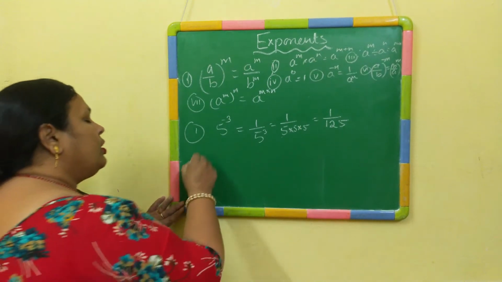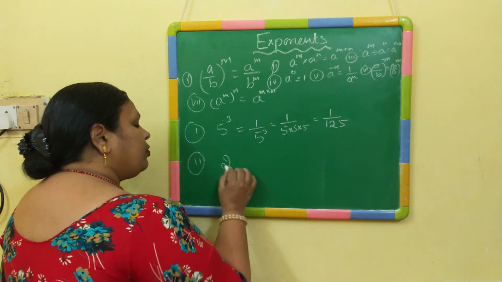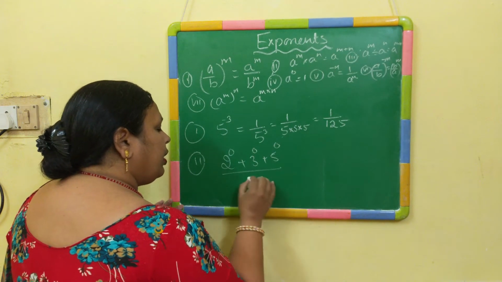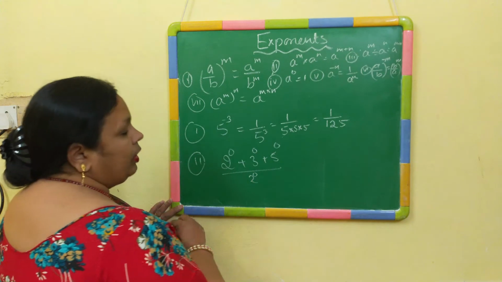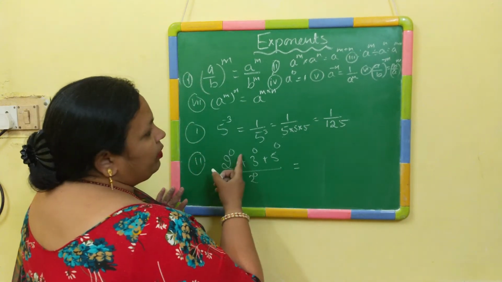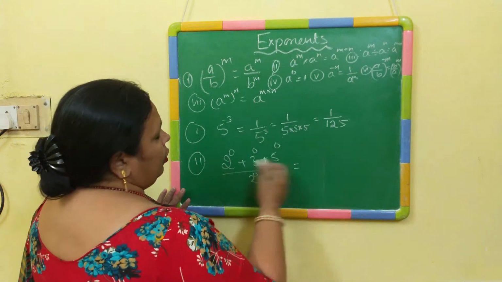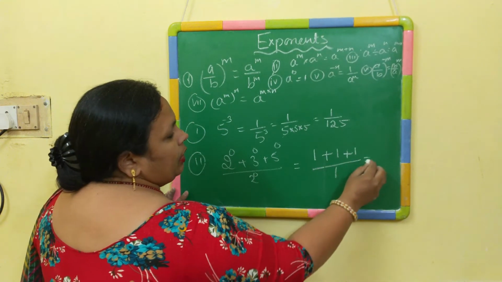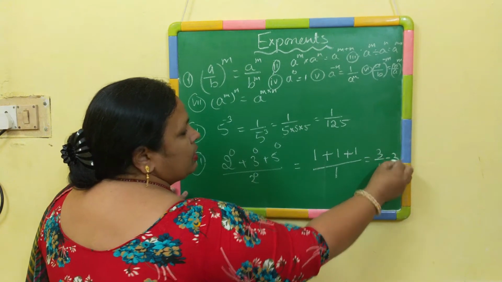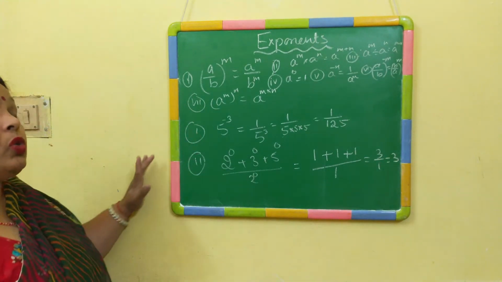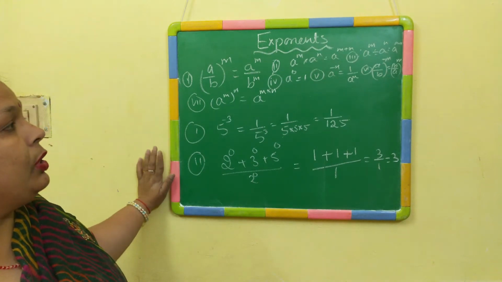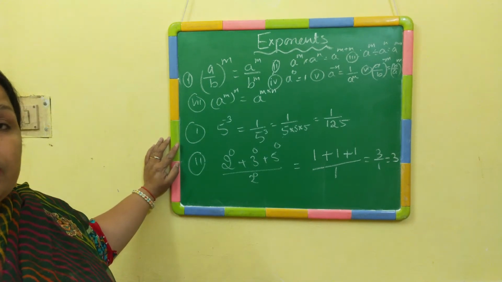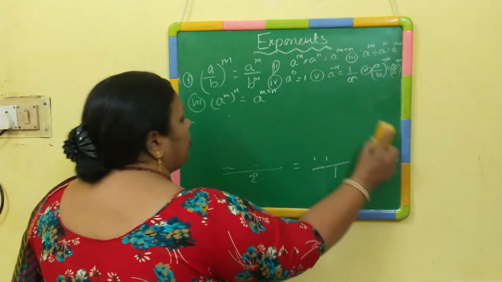Clear? Now, the second example, where we will be solving (2 power 0 plus 3 power 0 plus 5 power 0) by 2 power 0. Here we will be using the fourth law. 1 plus 1 plus 1 by 1 is 3 by 1, which is 3. So when you solve the problems without hesitation, if you remember the laws, the solution becomes very easy and you can quickly solve the problems.